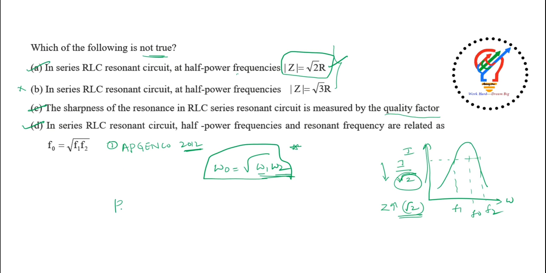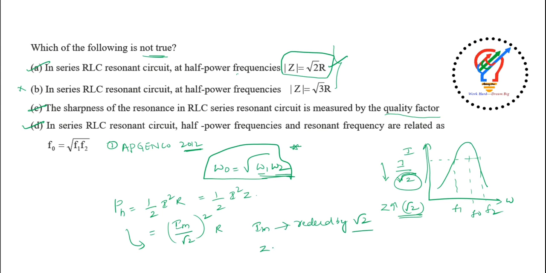Half power is equal to half into I square into R, or simply we can say half into I square into Z. So I will be I maximum value divided by square root 2, times R squared. I can write this formula here, the half power frequency formula. That means the maximum value of current is reduced by root 2 times. Similarly, the impedance of the network is increased by root 2 times. So Z is nothing but root 2 times. So all the options are correct, and this is the wrong statement here. For this one, the correct option will be B.